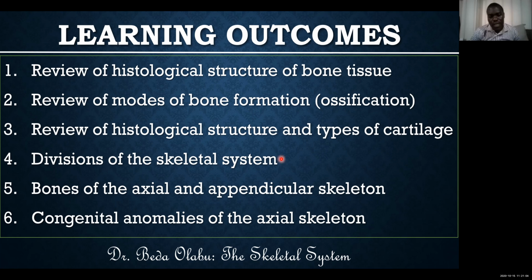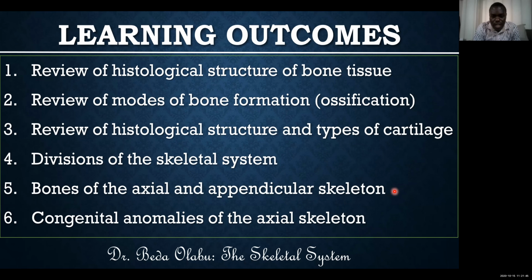We are then going to look at the bones of the axial skeleton, that's the axial division, and also the bones of the appendicular division. Then, in terms of developmental anatomy, we are going to look at congenital malformations of the axial skeleton, because congenital malformations of the appendicular skeleton we will do when we are going to do the limbs. So we'll handle that when we are looking at anatomy of the limbs from a topographic perspective.